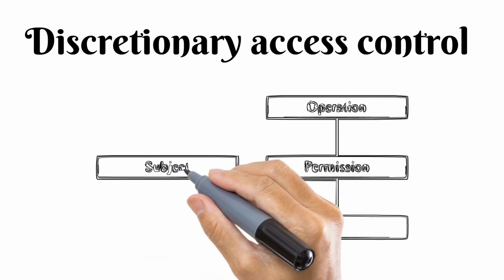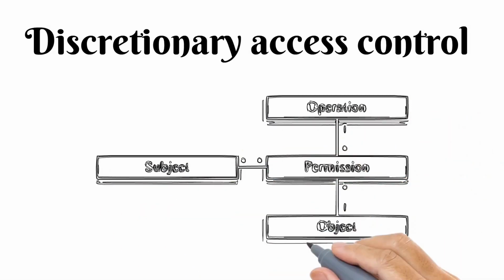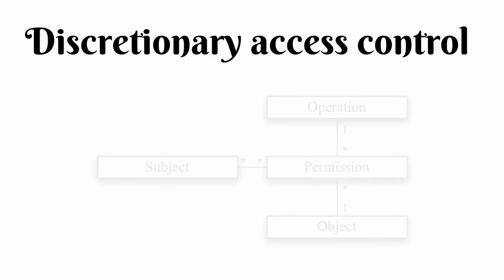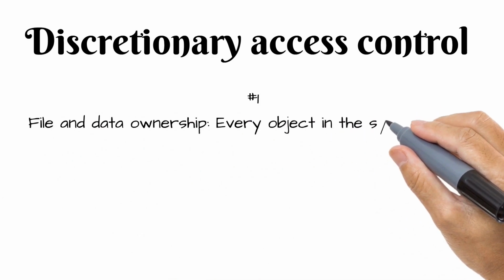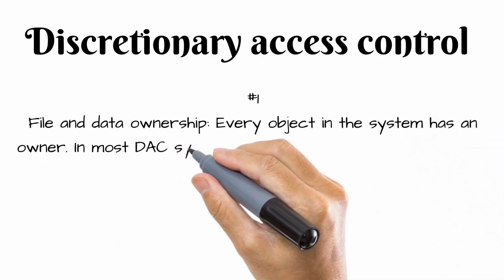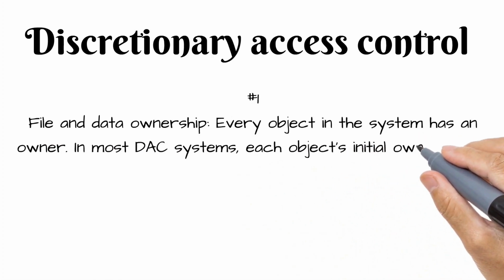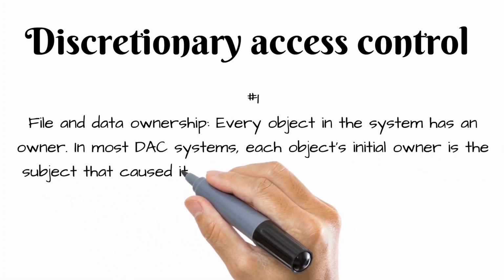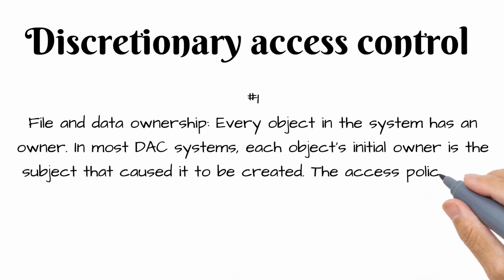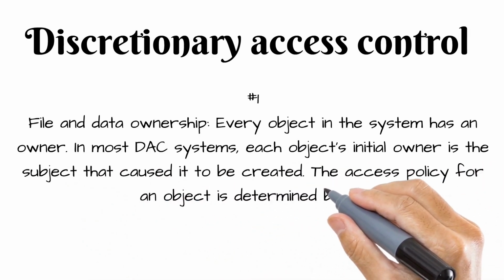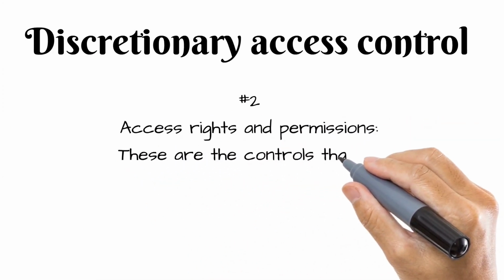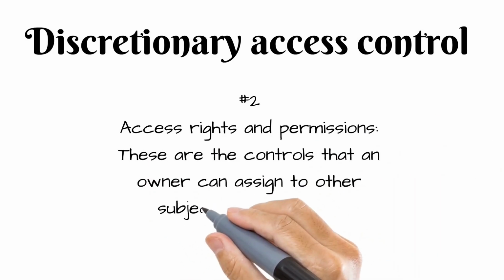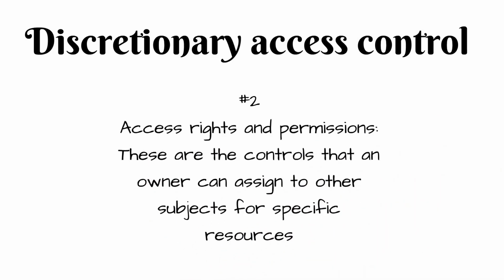Two important concepts in DAC are: Number 1, file and data ownership. Every object in the system has an owner. In most DAC systems, each object's initial owner is the subject that caused it to be created. The access policy for an object is determined by its owner. Number 2, access rights and permissions. These are the controls that an owner can assign to other subjects for specific resources. Access controls may be discretionary in ACL-based or capability-based access control systems.